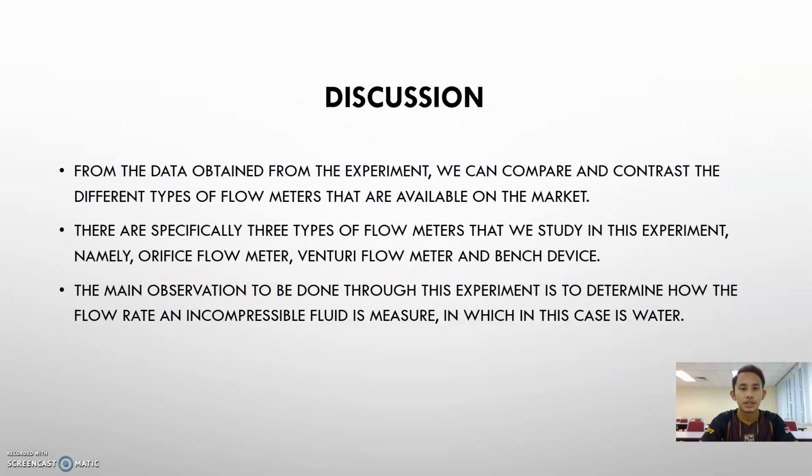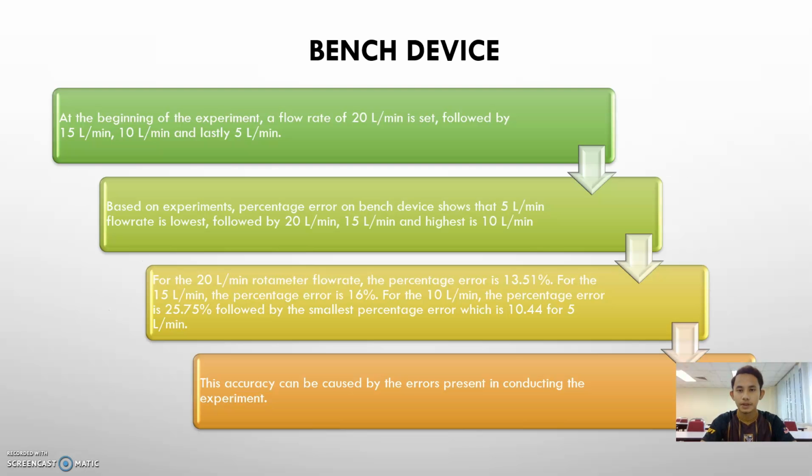So for the discussion, from data obtained from the experiment, we can compare and contrast the different types of flow meters that are available on the market. For the bench device, at the beginning of the experiment, a flow rate of 20 liters per minute is set, followed by 15 liters per minute, 10 liters per minute, and lastly 5 liters per minute.